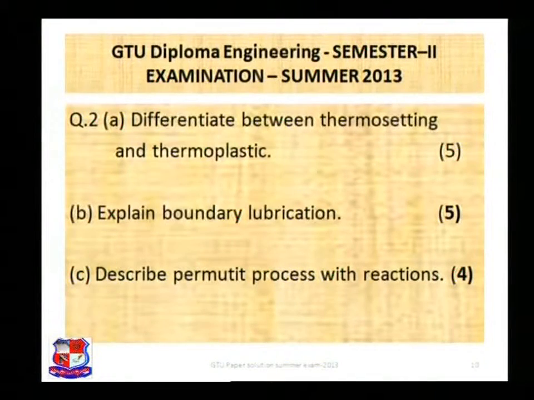Let us move to the next question. The next question comprises question 2a, differentiate between thermoplastic and thermosetting plastic. Again you can see very clearly, 5 marks for the difference is asked. Question 2b is explain boundary lubrication, which has 5 marks weightage. Question 2c is describe the permuted process with reactions. Mainly this is somewhat in detail. Let us move ahead on what to write in these questions.